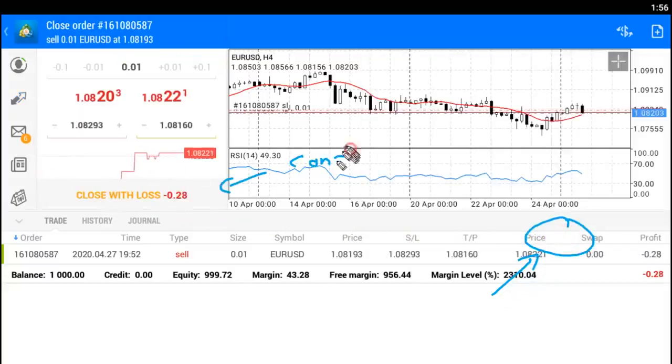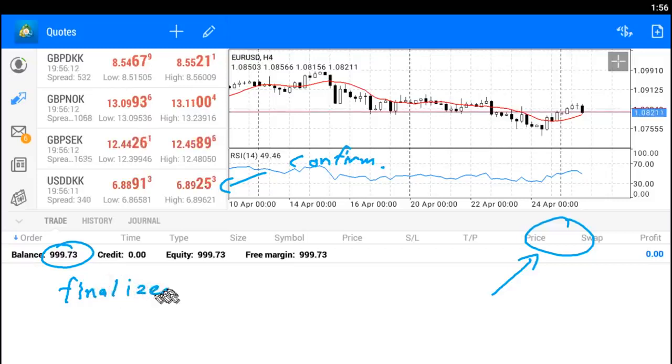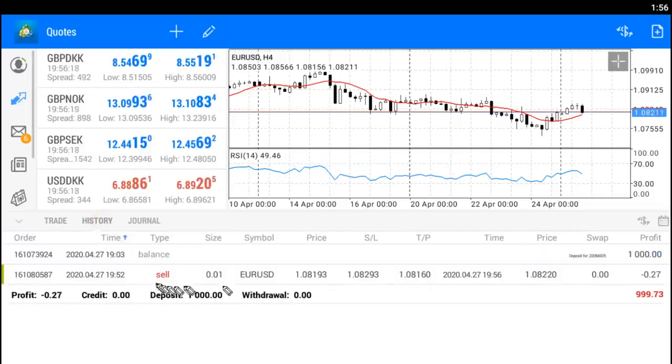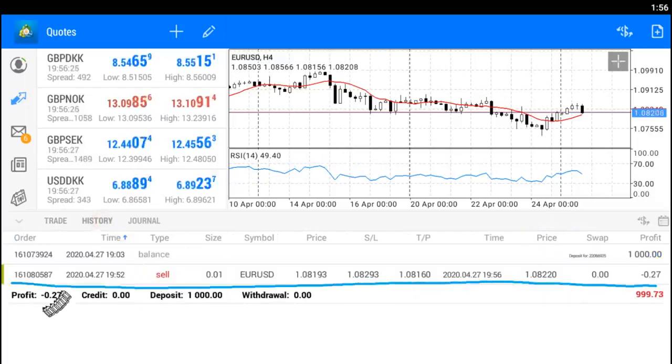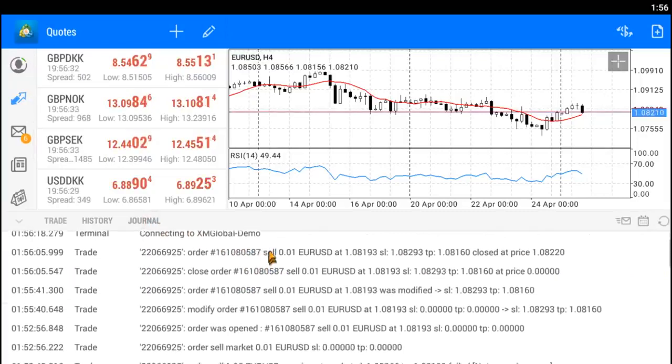Confirm if you want to close the trade. Confirm. Goodbye 27 cents. Please be warned, never trade single-handed. There are times where you mistakenly tap on the wrong button which leads to losing trades, like me. Then the closed trade will be shown in history. And the journal records your activities.